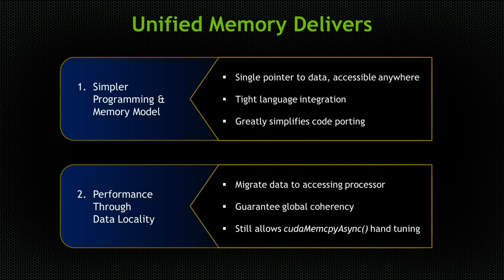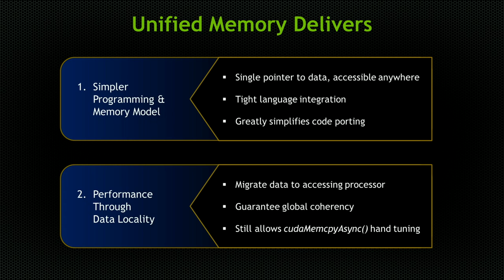So unified memory delivers in two specific areas. One I've showed you is a simpler programming and memory model. You get a single pointer to your data that you can access from anywhere, and you don't have to do explicit memory copies. This greatly simplifies code porting, as I've shown, and especially if you have complex data structures. And I'll give you some examples of that next.